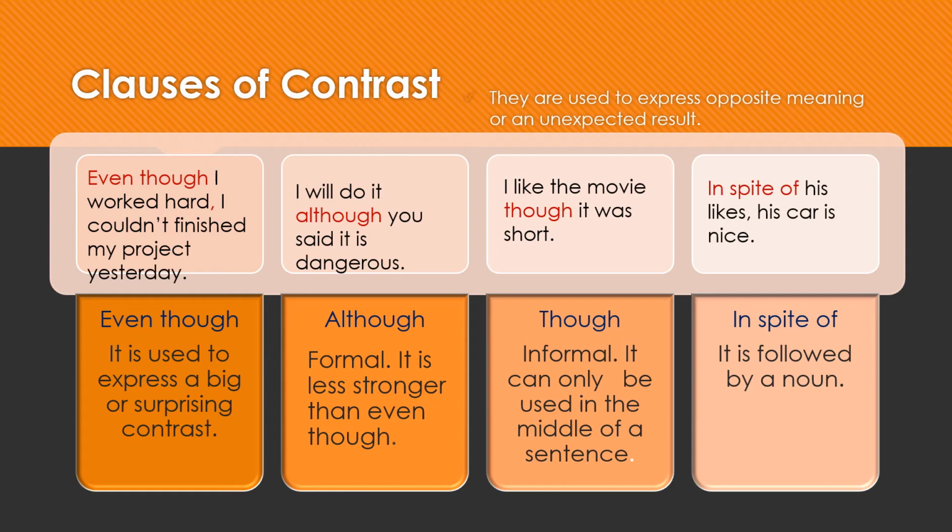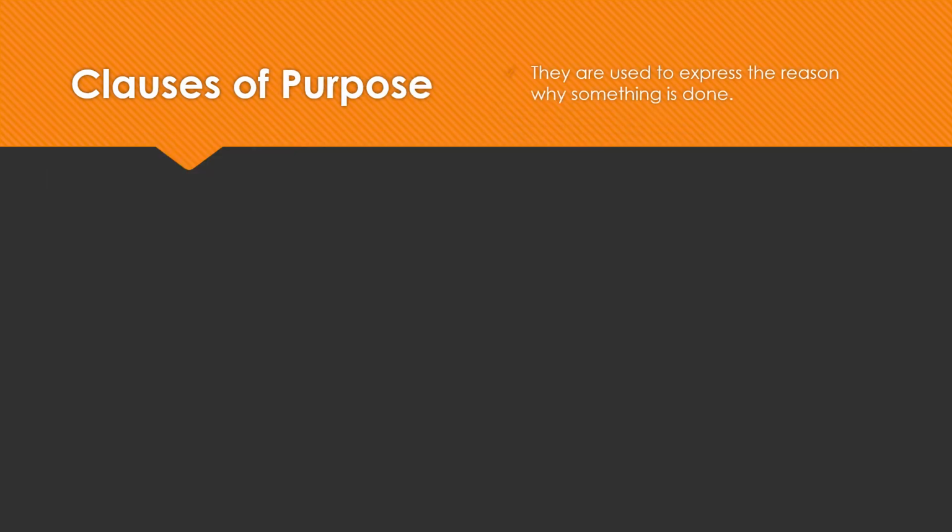And: In spite of his likes, his car is nice. So his likes is a noun, and it is following in spite of. And it's also giving me the idea of contrast, right? So this person doesn't have very good likes, in my opinion, but his car is nice. So this is what we can see in these specific classes of contrast. We see the contrast by using these connectors, and the use of comma depends on the position of the connector in the sentence.